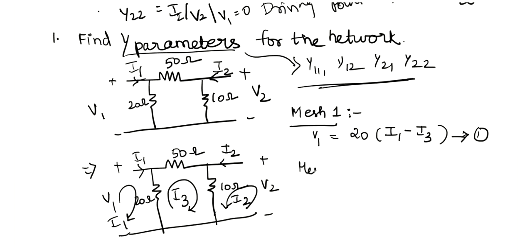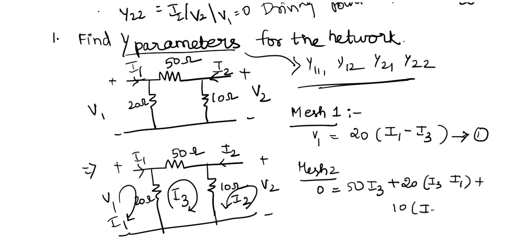Mesh 2. What is the equation? The active element is definitely 0, followed by the passive elements: 50, where only the I3 current is flowing, plus 20, where the I3 and I1 currents are flowing, and 10, which is present between I3 and I2. Now tell me the symbols. I3 and I1 flow in the same direction, so it is minus. I3 and I2 flow in the opposite direction, so it is plus. So these are the two concepts.